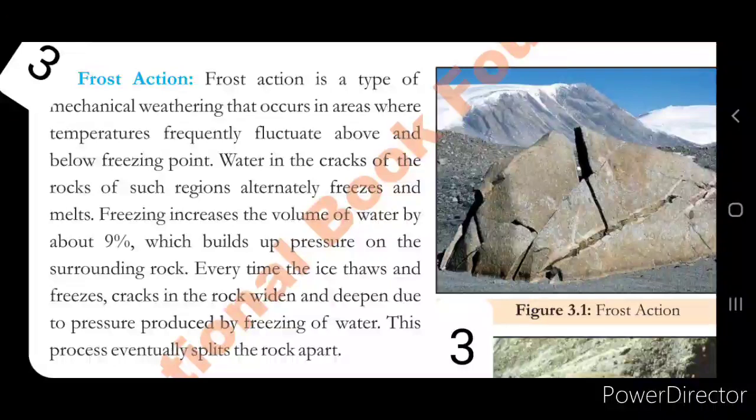Frost action is a form of physical weathering, or mechanical weathering, and that involves the repeated freezing of water in areas with extremely cold weather. When water freezes, it expands. And if you have ever used ice cube trays, you may have noticed this when you fill trays and put them in the freezer: sometimes the water has frozen and expanded over the edges of the tray.